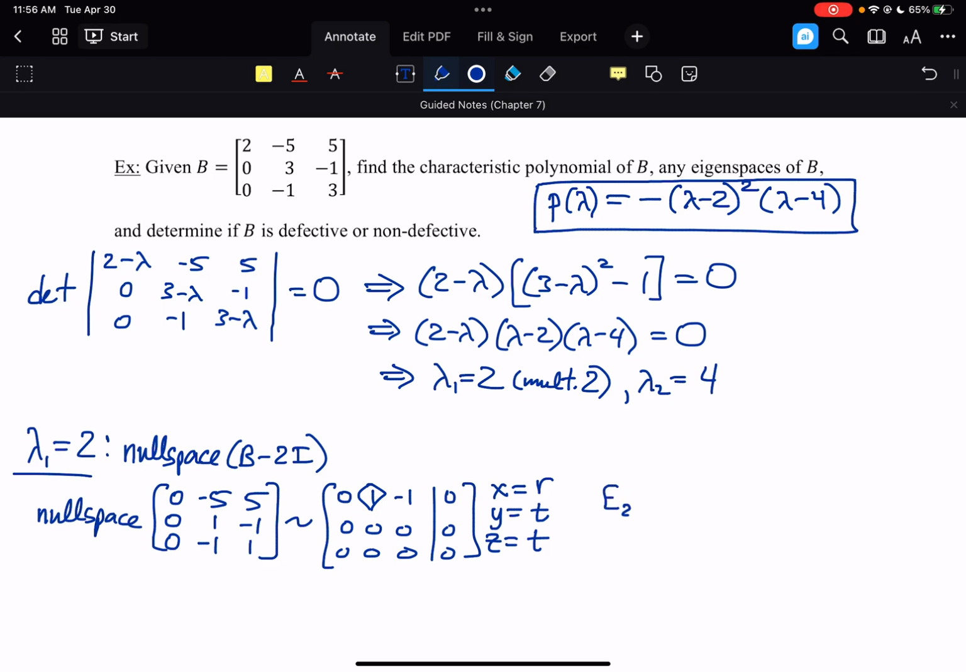So our eigenspace for lambda equals 2. You don't have to write lambda equals 2 here, but I want to be clear, because I called this lambda 1, but this is based off of what the actual number is. So this is E2, the set of vectors r, t, t, which would be the span of, if we bust out the variables, 1, 0, 0 for the r and 0, 1, 1 for the t.